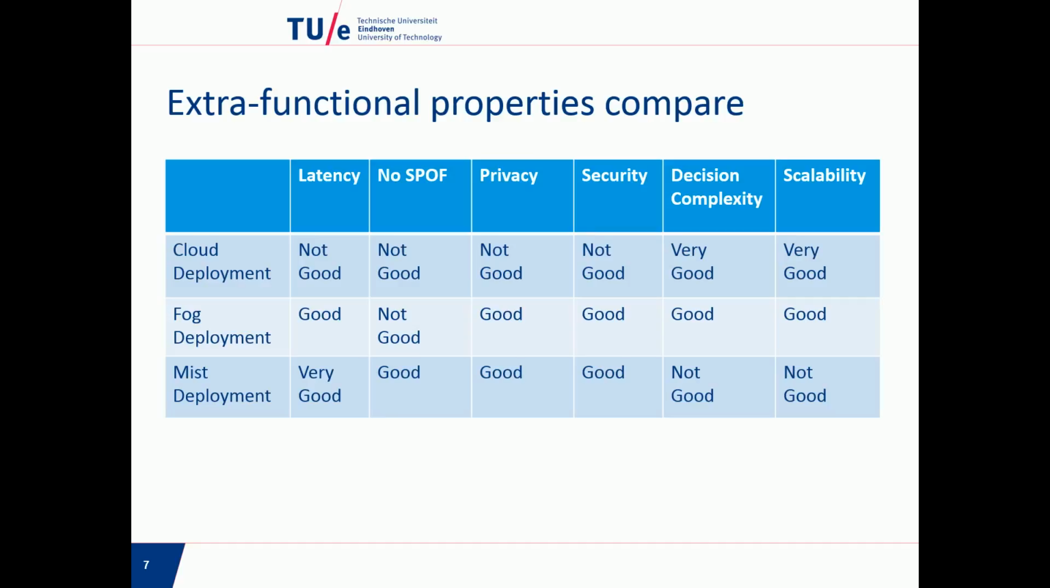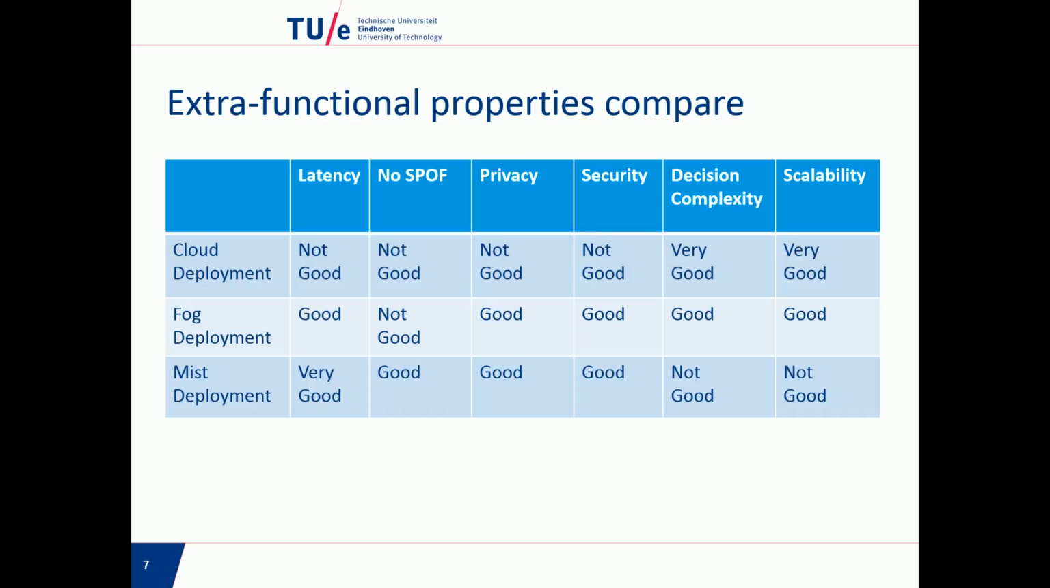The fog approach has lower latency because the fog devices are closer to the end devices, while the mist approach has the lowest latency because the data only needs to travel between the neighbors in the same constrained network. The further the data has to travel from the devices to the function, the higher the latency will be.